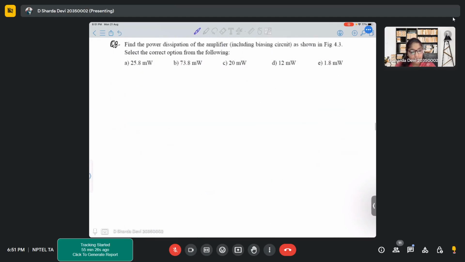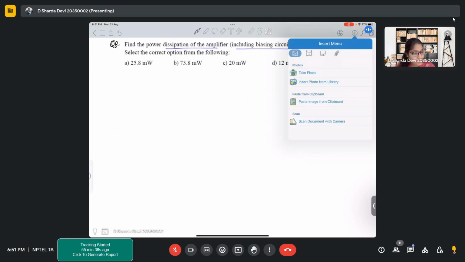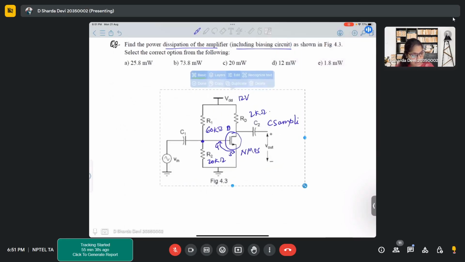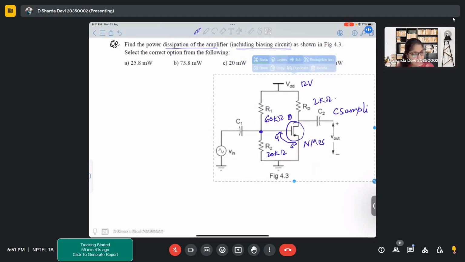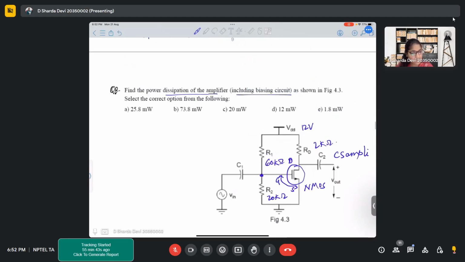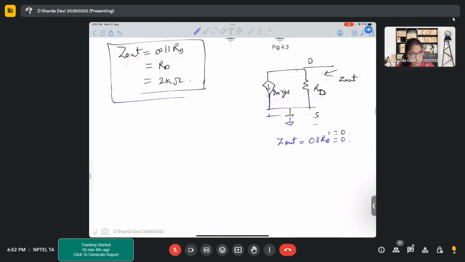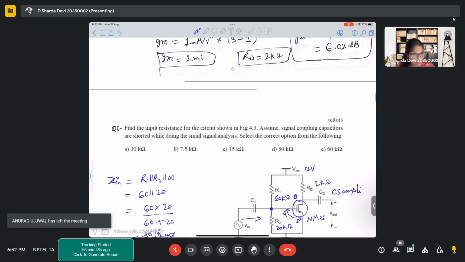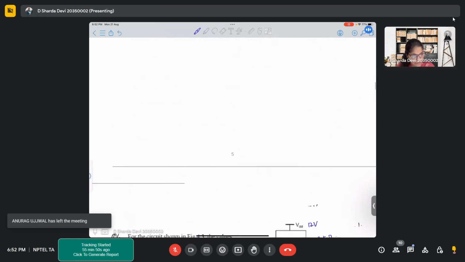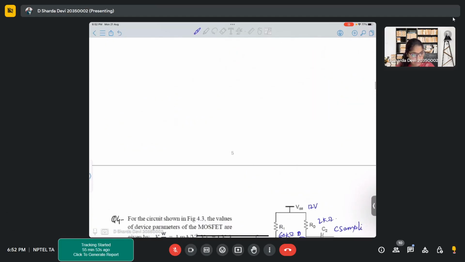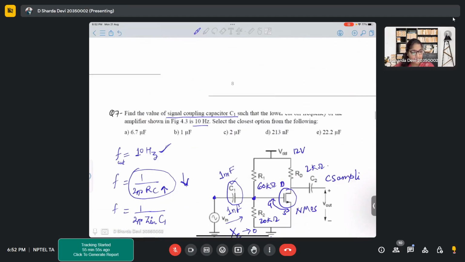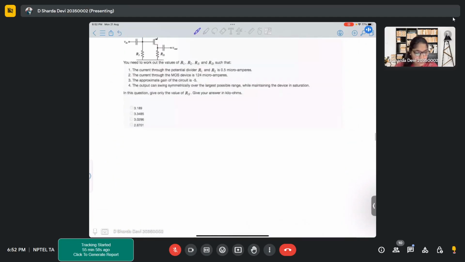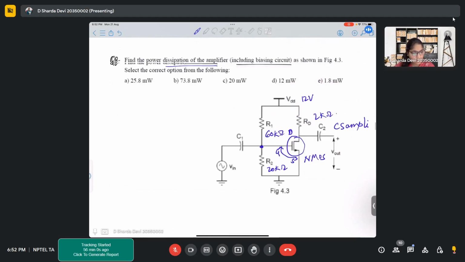In this problem, we have to find the power dissipation of the amplifier, including the bias circuit. First of all, in this particular circuit, did we ever calculate the current flowing through the amplifier? I think we never calculated it. We calculated it for the first one only, so we have not calculated currents for this particular circuit.